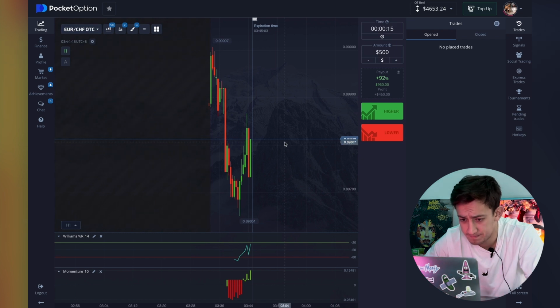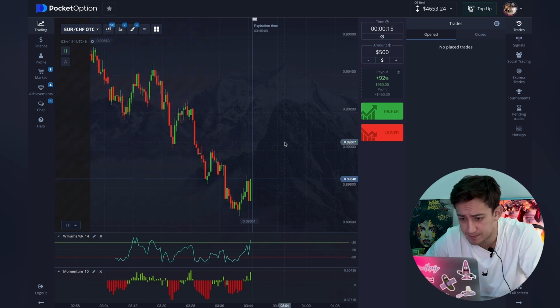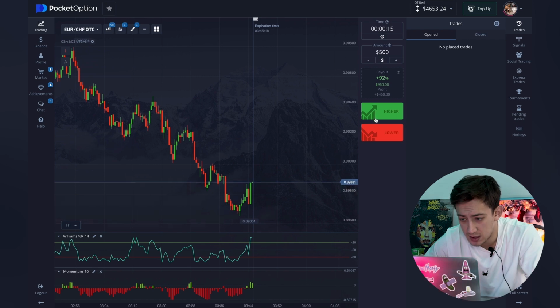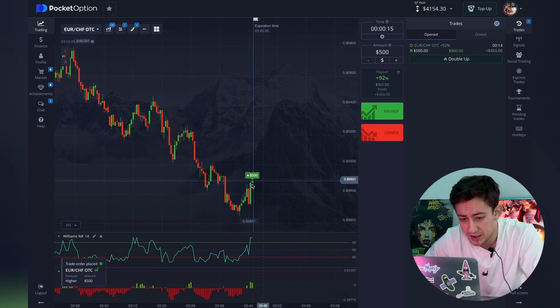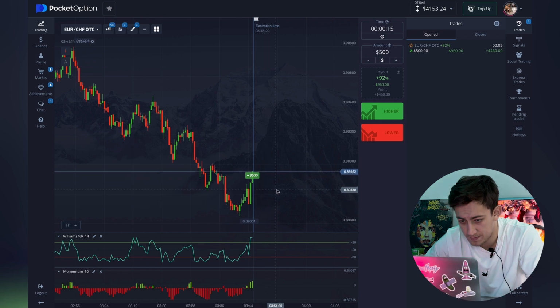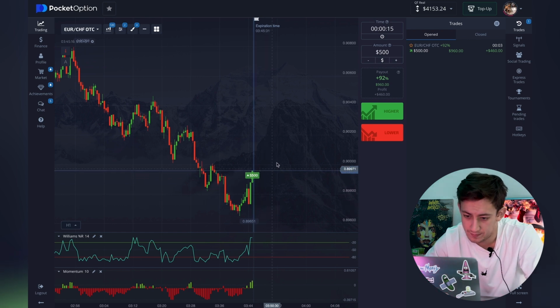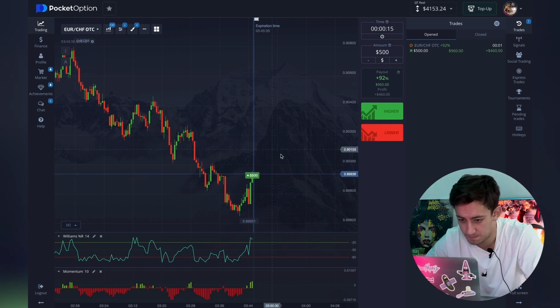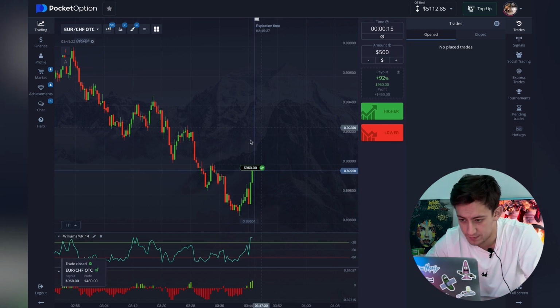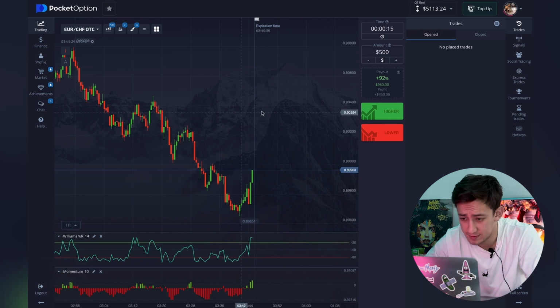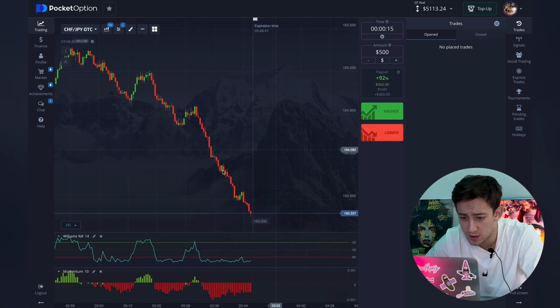What do we see? The euro Swiss franc pair. This moment is clearly bullish. Both indicators show a definite upward trend. And so, without wasting time, I enter an upward trade and expect a profit. Profit is gained. Now we move on, friends.